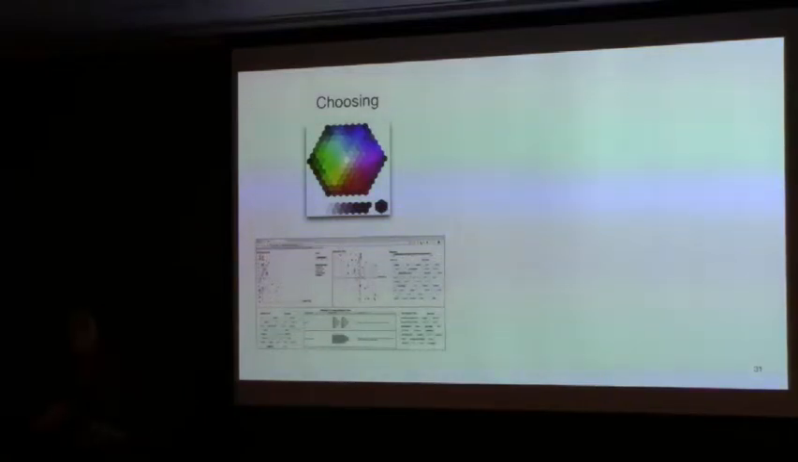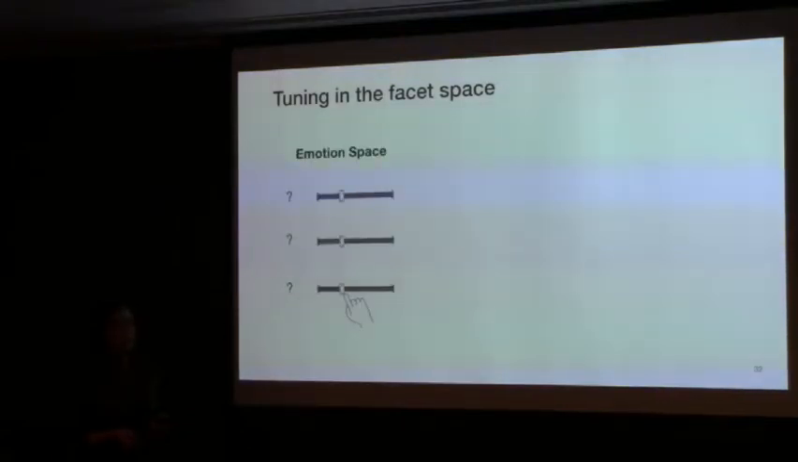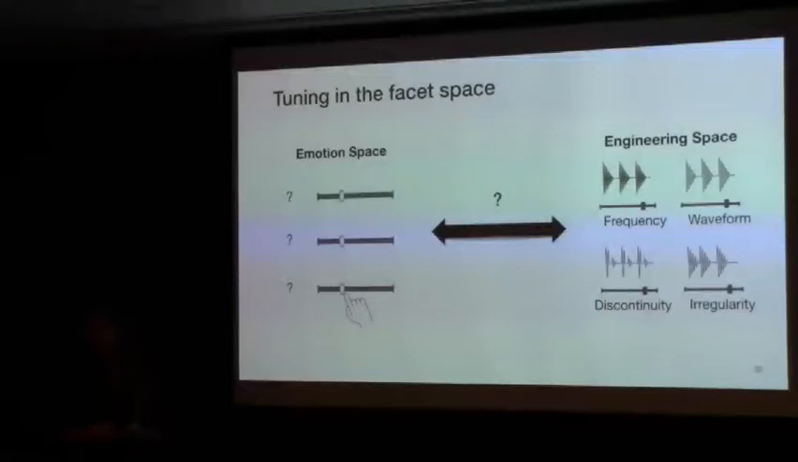So VibViz is for choosing. It's kind of like these color swatches. It's discrete, so you cannot go in between colors. And I wanted to provide users with a way to also tune vibrations in a continuous space. So here the question is, what should be these high-level sliders? And then how would these map to the engineering parameters that we know how to control?